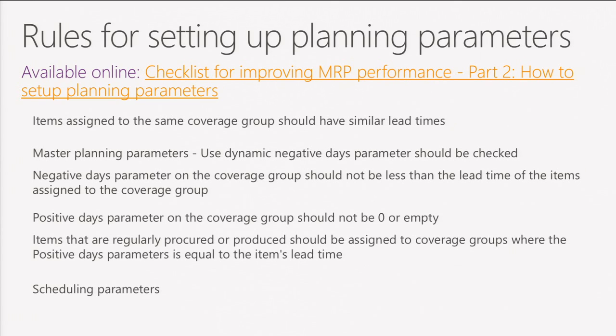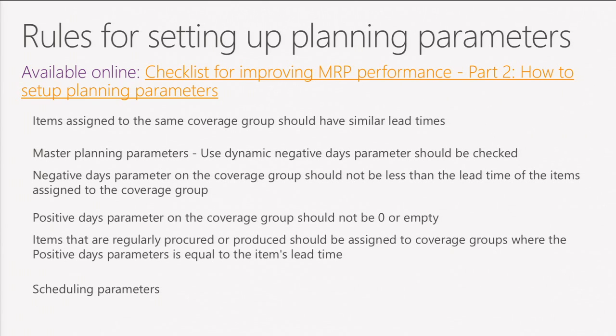Then positive day parameter on the coverage group should not be left empty and should not be set to 0. And I'm going to explain why. Items that are regularly produced or procured should be assigned to coverage groups where the positive day parameter is equal to the item's lead time.